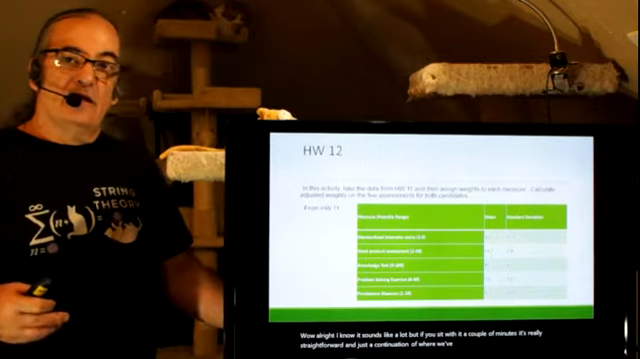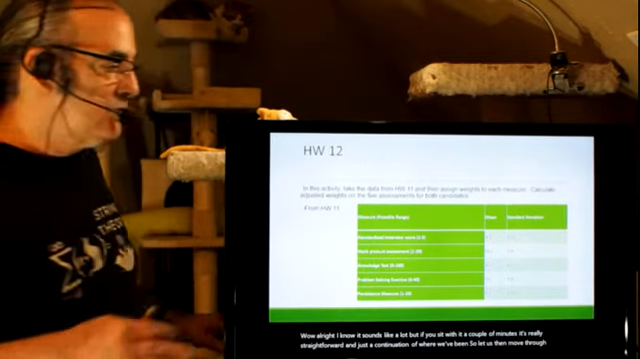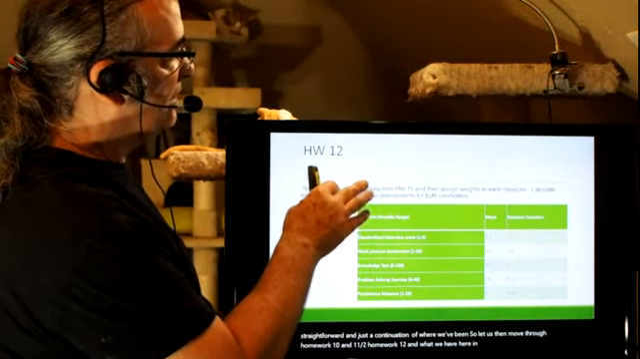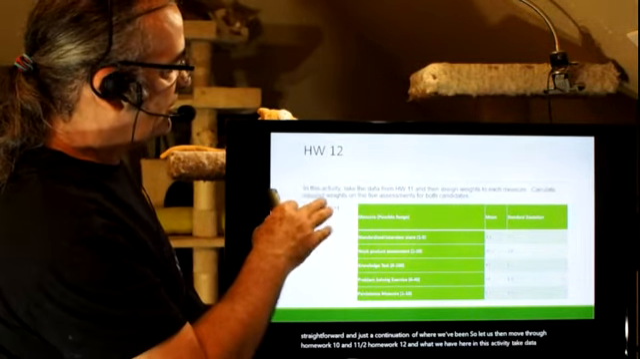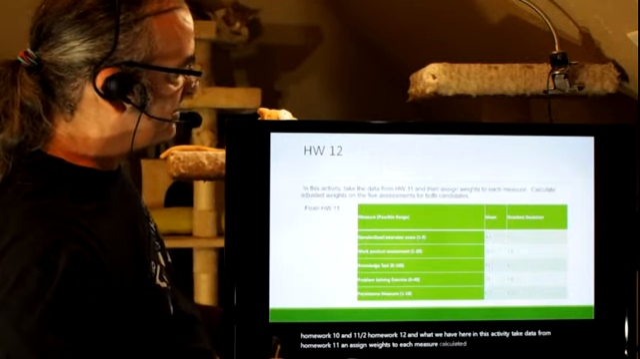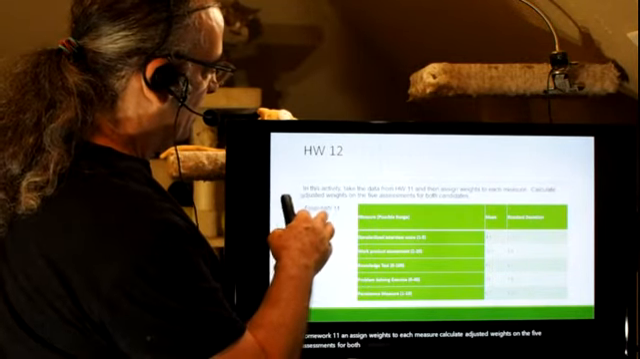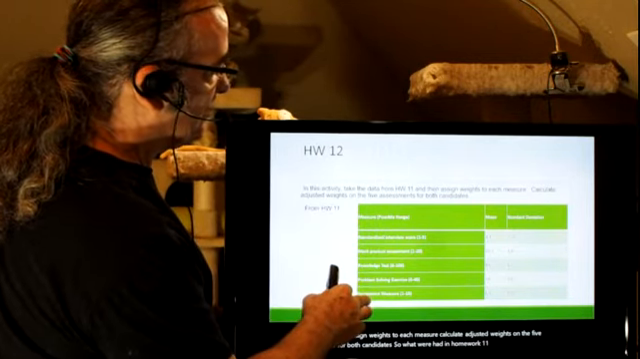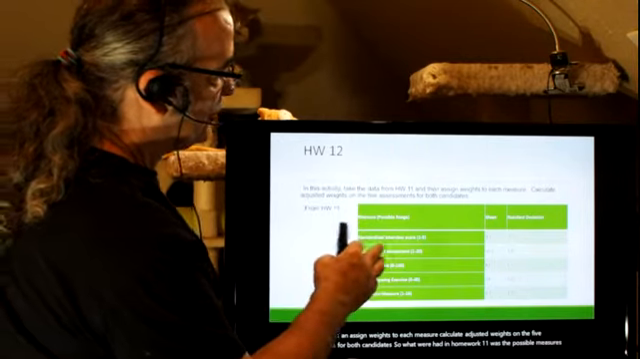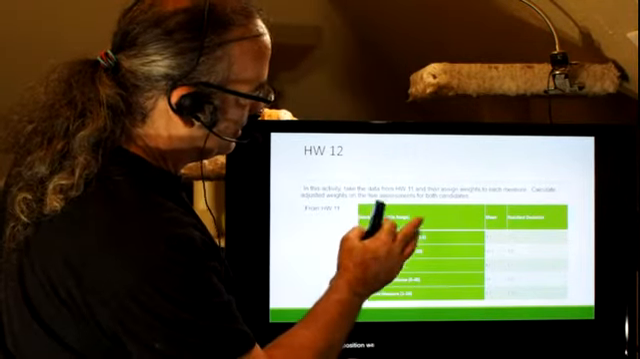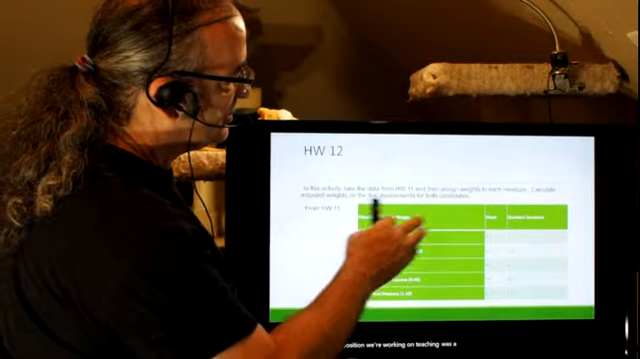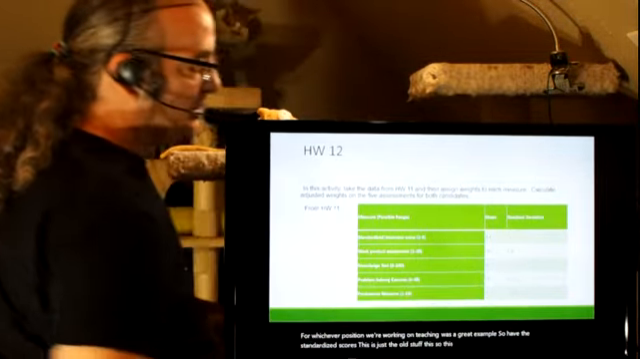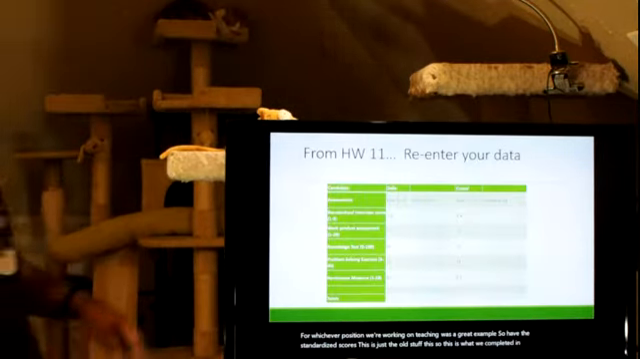So, let us then move through homework 10 and 11 to homework 12. And what we have here in this activity: take data from homework 11 and assign weights to each measure, and calculate adjusted weights on the 5 assessments for both candidates. So, what we had in homework 11 was the possible measures, right? For whichever position we were working on. Teaching was a great example. So you have the standardized scores. This is just the old stuff. So this is what we completed in homework 11, right?